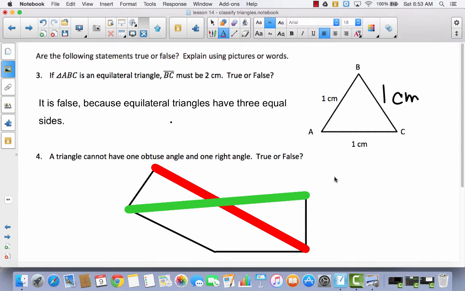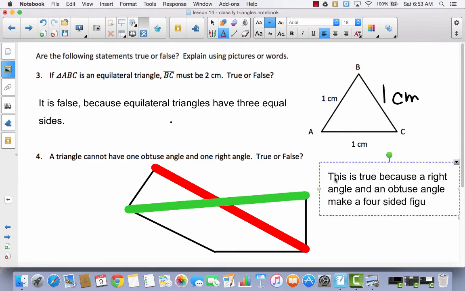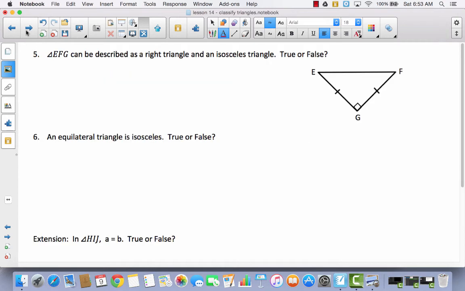So I'm going to say this is true because a right angle and an obtuse angle make a 4-sided figure. Okay? All right, let's keep going.